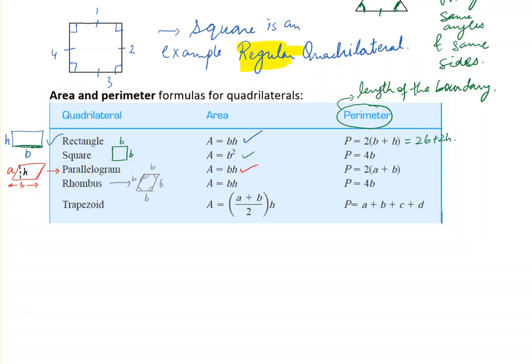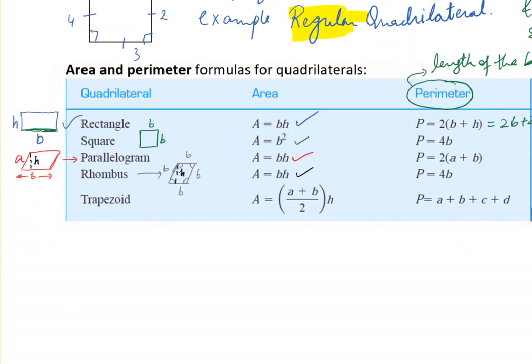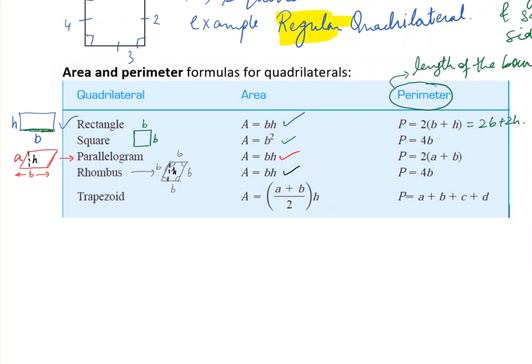And again, you will have the height, and the area would be given by B times H.